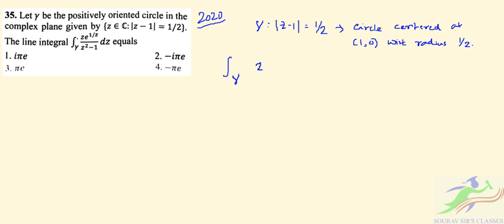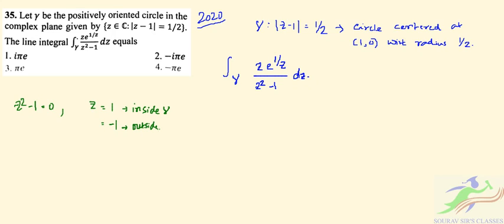And we have to find the value of the line integral of z e to the power 1 by z over z square minus 1 dz, over gamma. So the denominator has two roots, z equal to 1 and z equal to minus 1. z equal to 1 is inside gamma and z equal to minus 1 is outside gamma, right? Centered at (1, 0) with radius half.